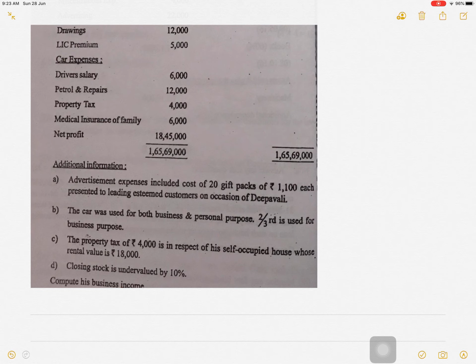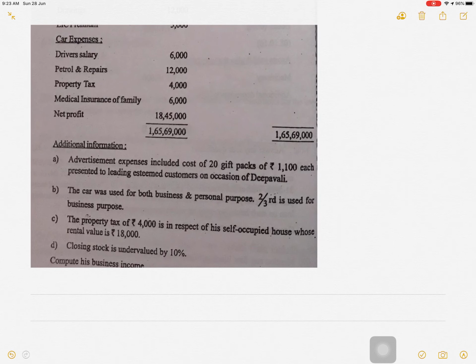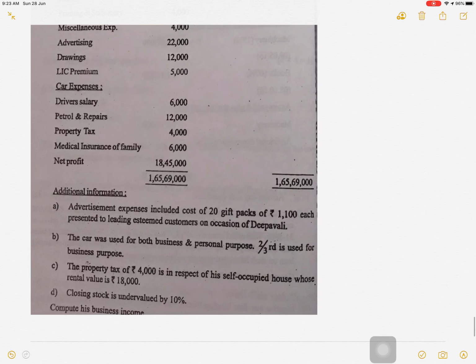Next, property tax of rupees 4,000 is in respect of self-occupied house property, whose rental value is 18,000. Fine. So this property tax of 4,000 is for a self-occupied house property. So it is not a business expenditure. What will you do? This 4,000 you have to add back because it is personal or income to be treated separately.